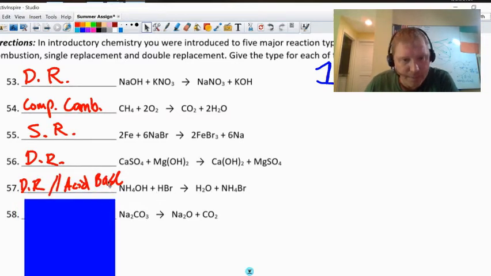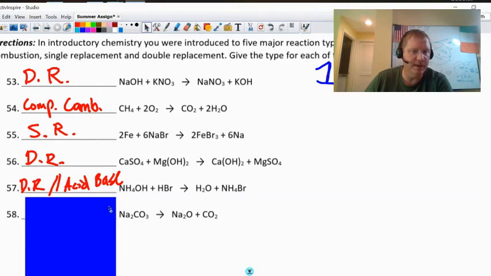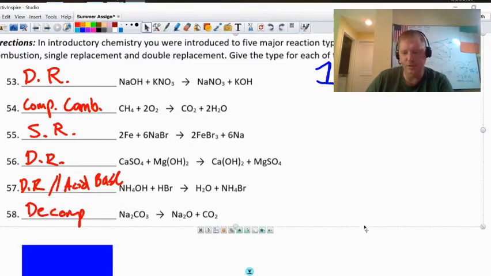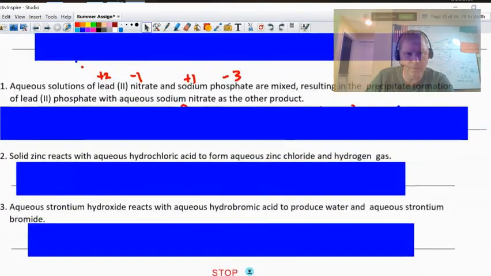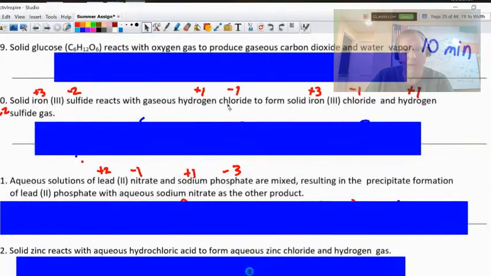Or acid base. Why is it an acid base? HBr is an acid, hydroxide is a base, and they made water. So when acids and bases react, they make water. That's also an acid-base reaction in addition to just a double replacement. And the last one, we have one compound being broken apart. That's a decomposition.